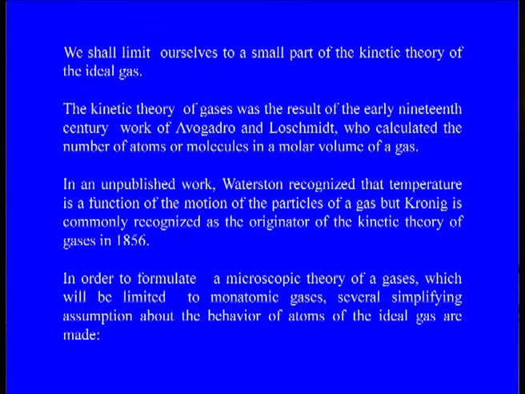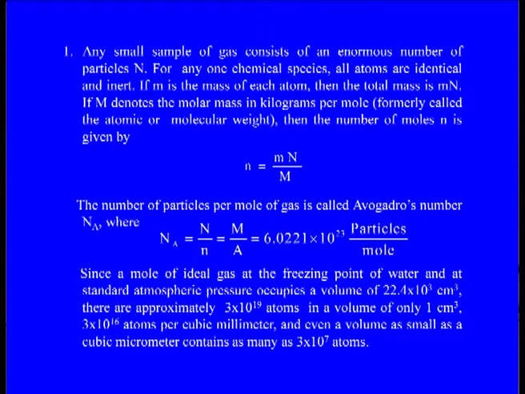Let me start. In order to formulate a microscopic theory of gases which will be limited to monatomic gases, several simplifying assumptions about the behavior of atoms of the ideal gas are made. First, any small sample of gas consists of an enormous number of particles. For any one chemical species, all atoms are identical and inert. If m is the mass of each atom, then the total mass is m times N, and if M denotes the molecular mass in kilograms per mole, formerly called the atomic or molecular weight, then the number of moles n is given by small m into N divided by capital M.